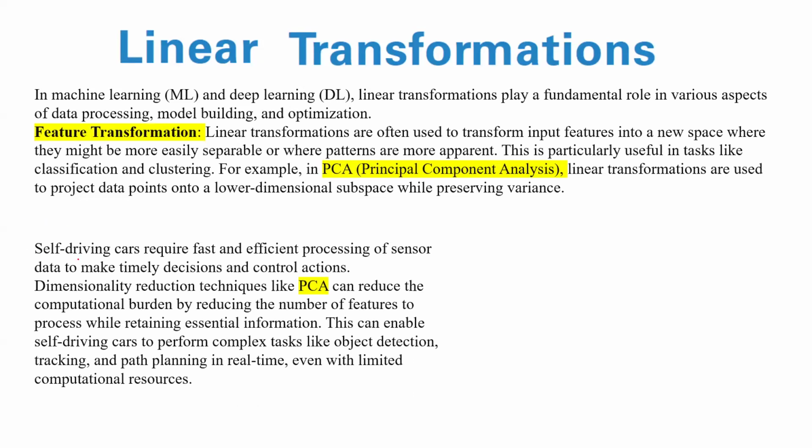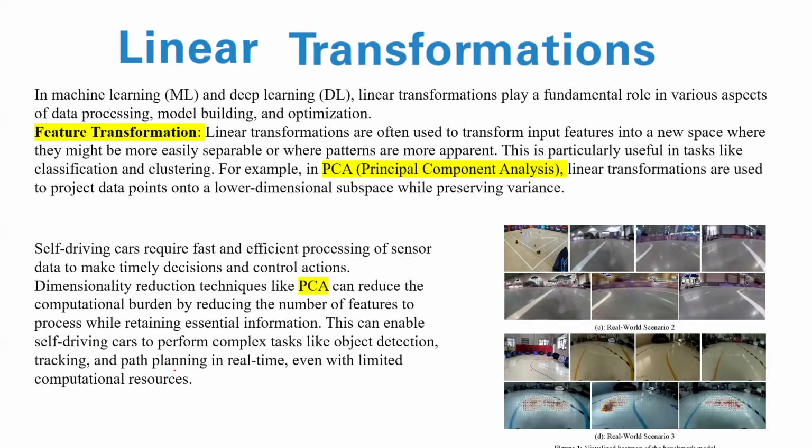For example, self-driving cars require fast and efficient processing of sensor data to make timely decisions and control actions. In a dimensionality reduction technique like PCA, or principal component analysis, it can help reduce the computational burden by reducing the number of features to process while retaining essential information. This can enable self-driving cars to perform complex tasks like object detection, tracking, or path planning in real time.